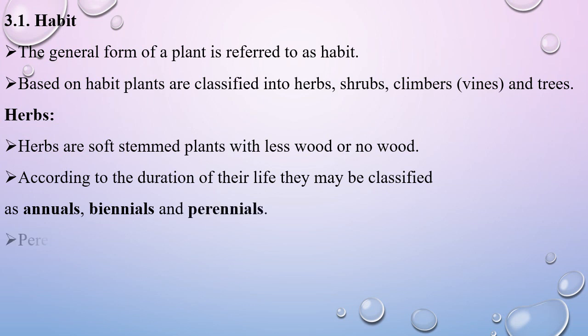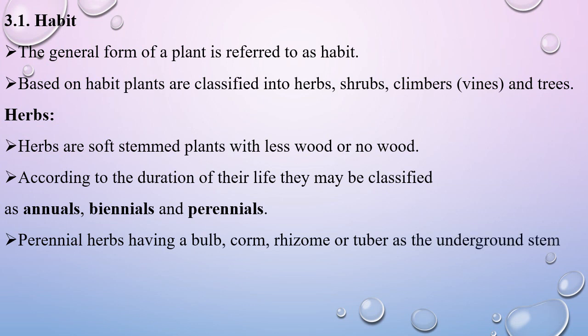When we talk about the perennial herbs, they have a bulb, corm, rhizome, or tuber, which is the underground stem. These are also termed geophytes. Why do we call it a perennial herb? Under unfavorable conditions, the aerial part of the plant will die, but the underground stem will survive for a long time.